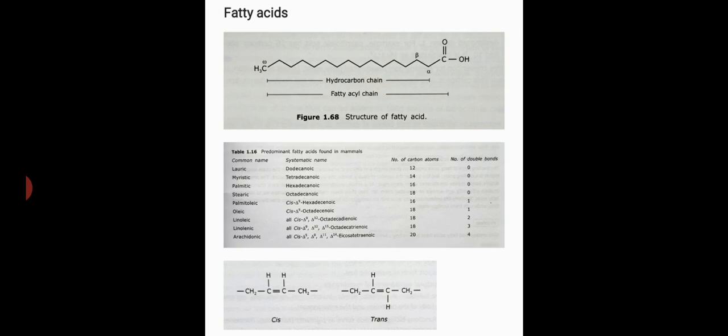The alkyl chain may be saturated or unsaturated. Unsaturated fatty acids contain one or more double bonds and are called monounsaturated or polyunsaturated respectively. The double bonds in naturally occurring fatty acids are generally in cis configuration as opposed to trans configuration. And in polyunsaturated fatty acids, these double bonds are almost never conjugated, that is, alternating single and double bonds are not present.